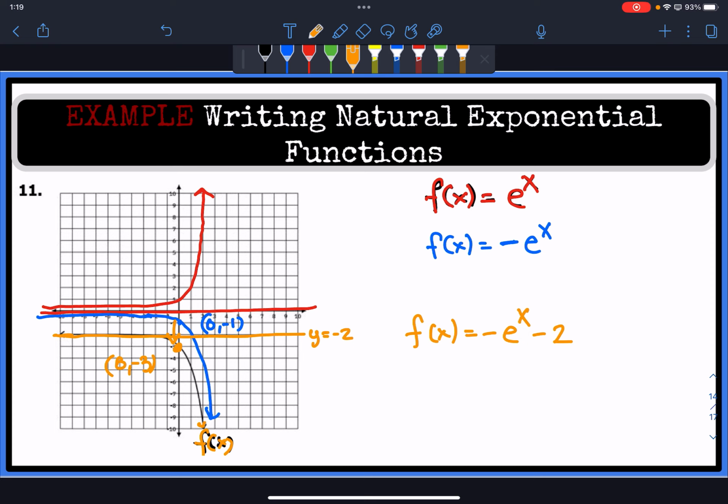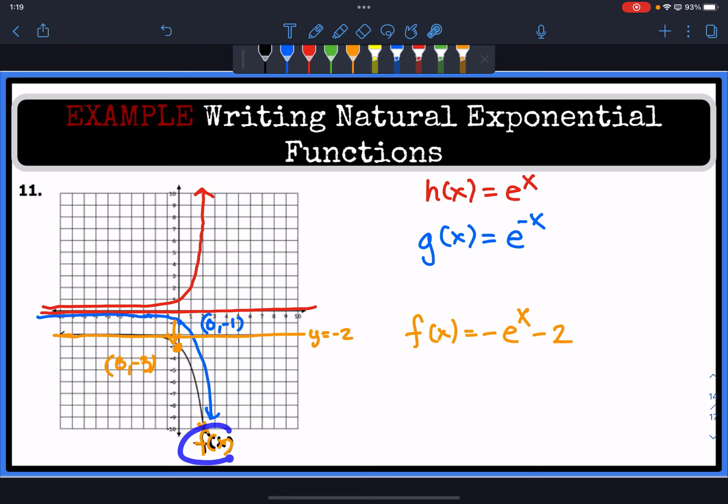So there you have it. I know I'm using the same name, f of x, for all of them. I should probably use a different name for these functions so we don't get them confused. We'll call this one h of x in red. That's e to the x. We'll call the blue one g of x. g of x is equal to e to the negative x. And then the answer that we want is f of x, and that would be the one in orange, this one right here. And there you have it.